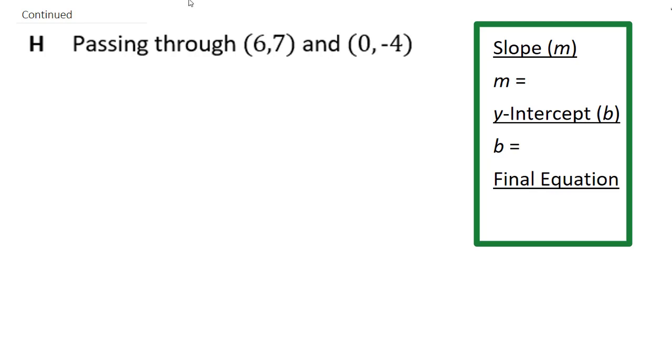Okay, the next one, they didn't give us the slope at all. They didn't tell us our line's parallel, which means the slope's the same. They didn't tell us our line's perpendicular, which means the slope's a negative reciprocal. It's not a special case. They just gave us 2 points.